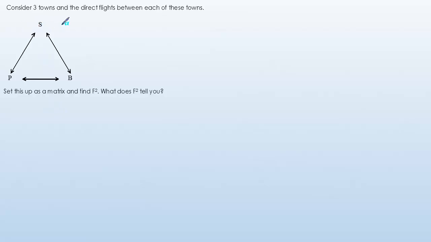Consider 3 towns and the direct flights between each of these towns. Set this up as a matrix and find f squared. What does f squared tell you?